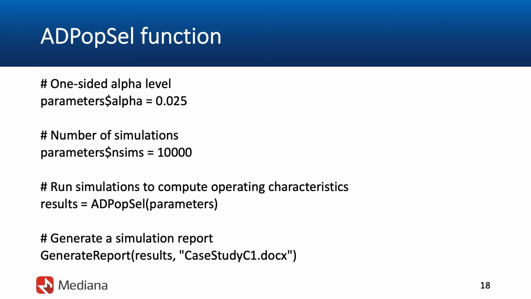Now continuing to the last slide that describes the parameters required by the AD-POP cell function. We're going to specify the one-sided type 1 error rate, or alpha level, which will be set to the standard 0.025 level, and we will use 10,000 simulation runs to assess the operating characteristics of the proposed adaptive design. We're going to run simulations by passing this list of parameters to the AD-POP cell function. It's going to generate an object that is going to include all of the relevant information, all of the parameters, all of the assumptions that we've made, as well as the simulation results.